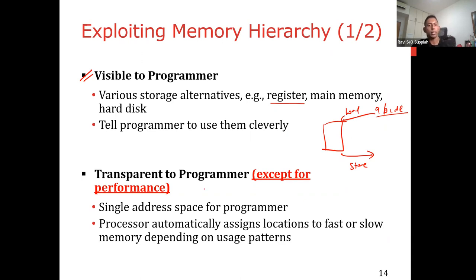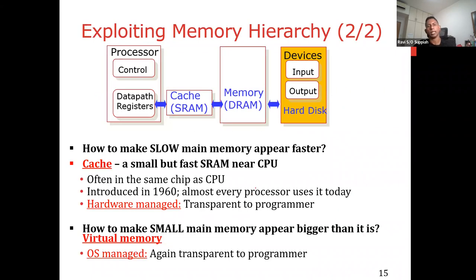Now the other one is transparent to the programmer, where the OS or the compiler looks into how to maximize the memory to map with the sort of application you're trying to run. So how do we do this? The two ways are the cache and the virtual memory.